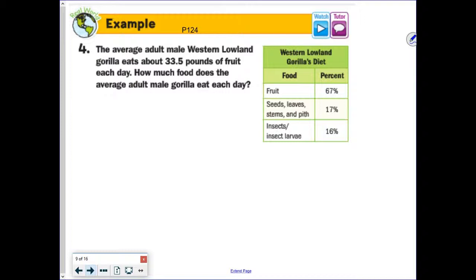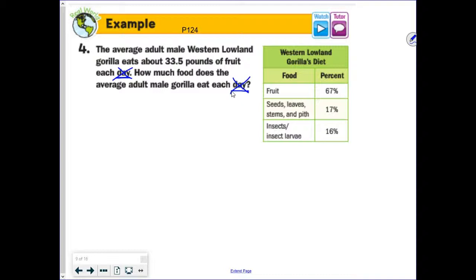So I'm going to read it again. It says the average adult male Western lowland gorilla eats about 33.5 pounds of fruit each day. So I see pounds and I see days. Those are units of measure. So each one of those things could be a part or a whole. Then it says, how much food does the average adult male gorilla eat each day? Well, I see the word day again, but I don't see anything that represents a part of a day. So I'm not going to think that day is my whole amount or my part because there's no other measurement of time that could represent the other one.